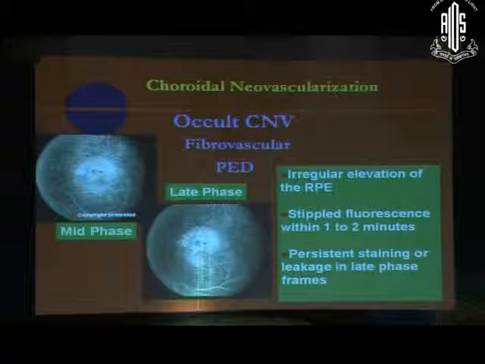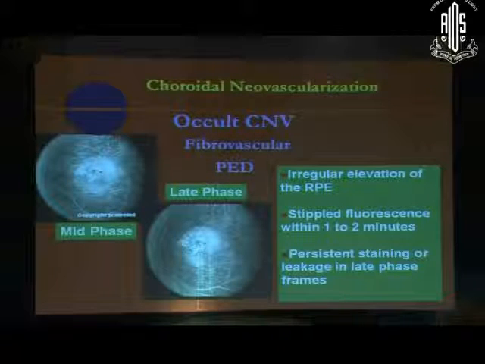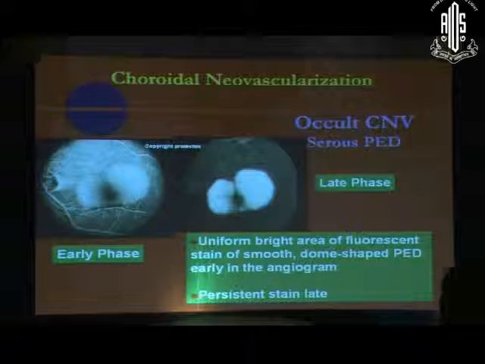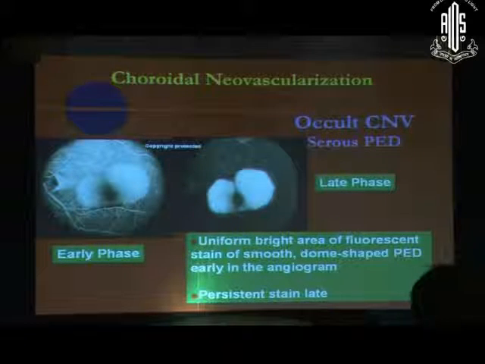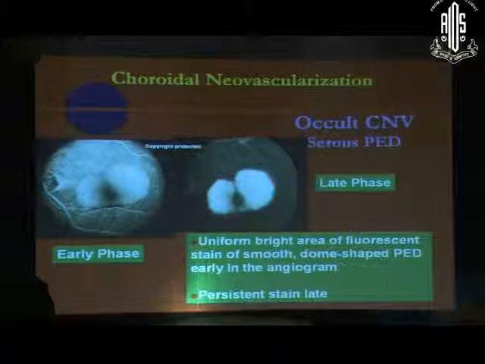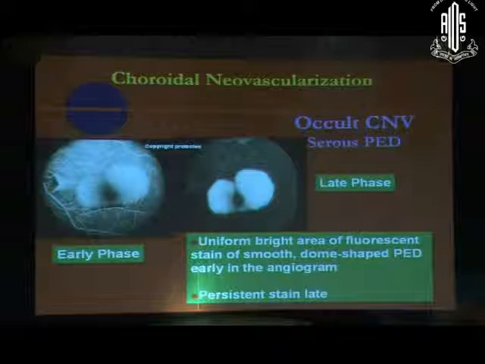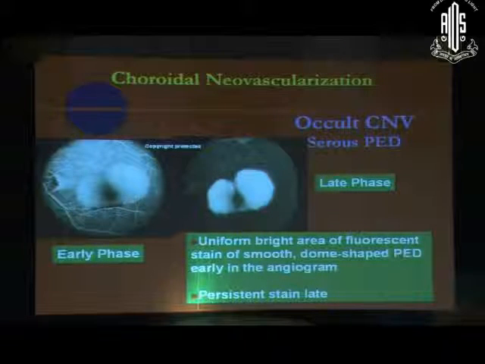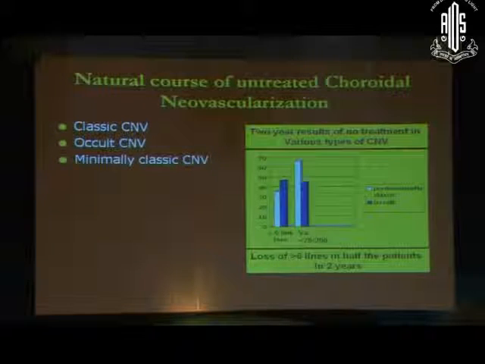Another form of occult CNV could be a fibrovascular PED, where there is a stippled fluorescence within 1 to 2 minutes, and this persists in the later frames. And the last is what we call a serous PED, a serous pigment epithelial detachment, where in the early phase itself, the lesion fills up. In the late phase, the margins remain absolutely clear, but the intensity of the fluorescence increases.